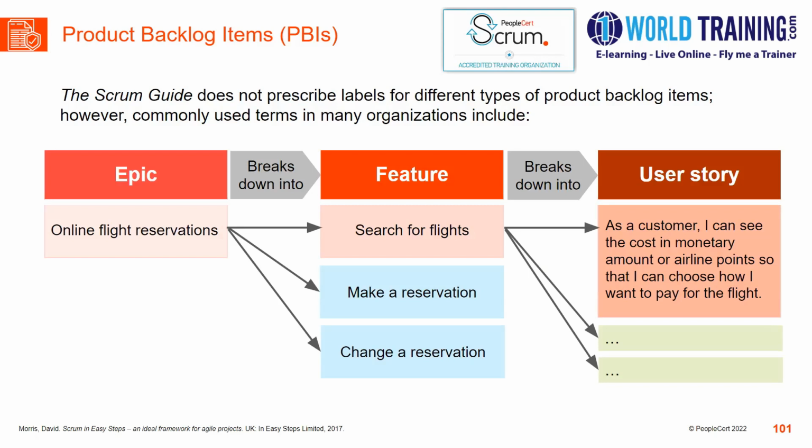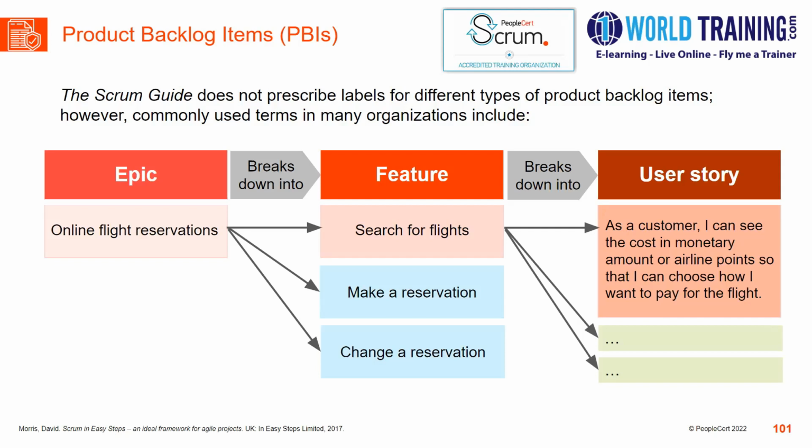An epic needs to be broken down into features, and features need to be broken down into user stories. In the case of the epic of online flight reservation, the features would be searching for a flight, making a reservation, and changing a reservation. These features should also be further broken down. So let's break down the feature of searching a flight. Broken down into a user story: as a customer, I can see the cost in monetary amount or airline points so that I can choose how I want to pay for the flight.